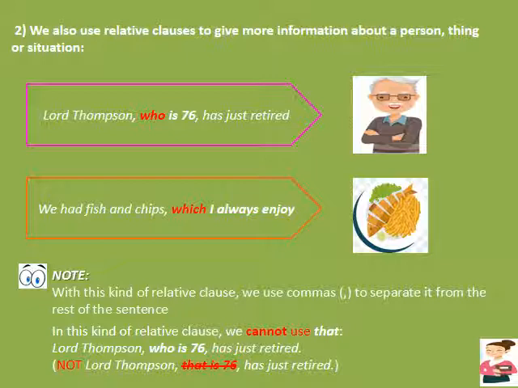Okay, pay attention to the note. In this kind of relative clause we use commas to separate it from the rest of the sentence. I explain about this in this moment. We cannot use that in these sentences, because you are giving the age of Lord Thompson. The correct relative pronoun to use in these sentences is who, not that.